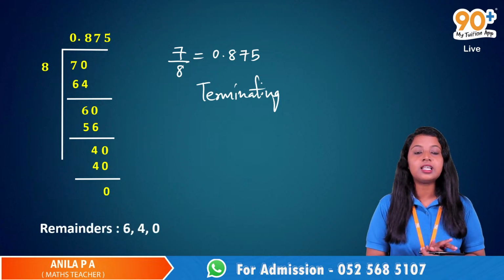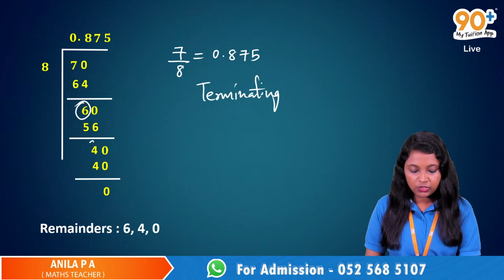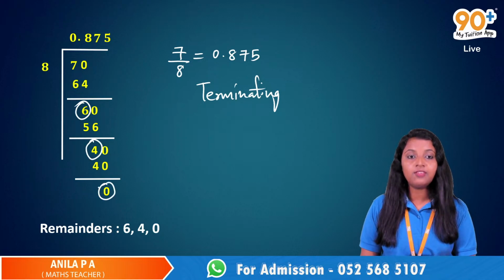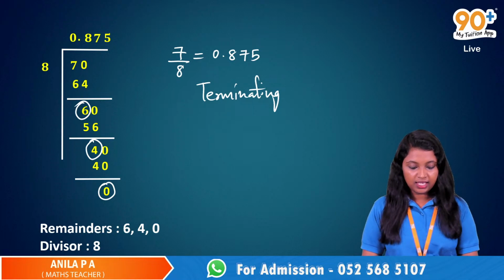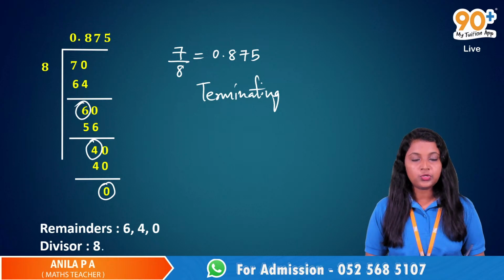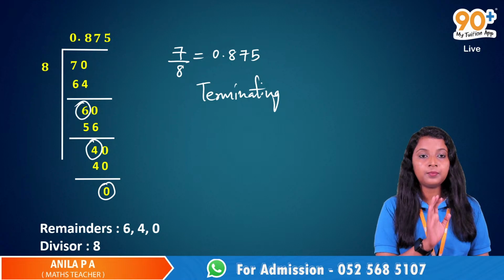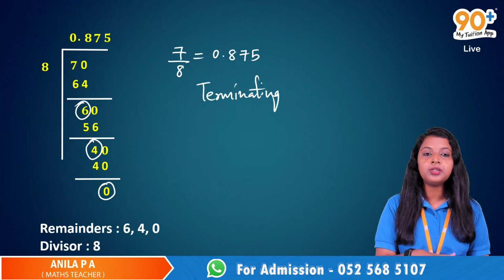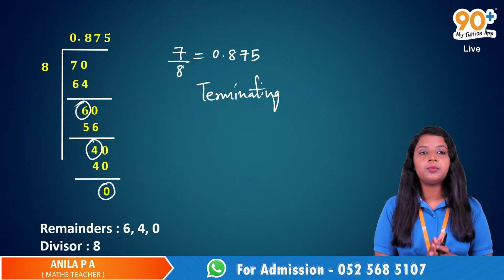And now let's see the remainders. In the first case, we got the remainder as 0, then it was 4, and then finally we got 0. And the divisor here is 8. All the remainders are less than the divisor 8. So here the remainders are 0, 4 and 6, and all these numbers are less than the divisor 8. And it is terminating.